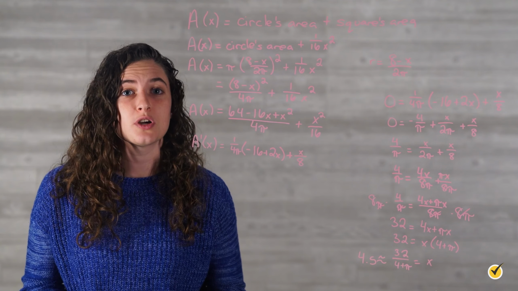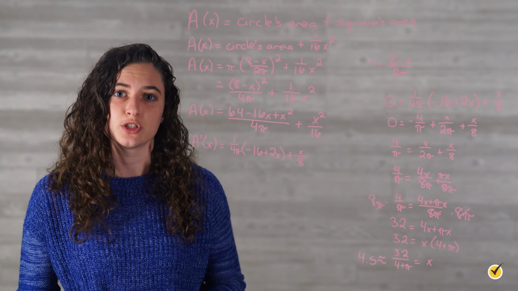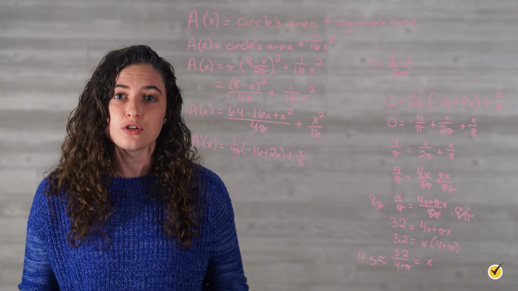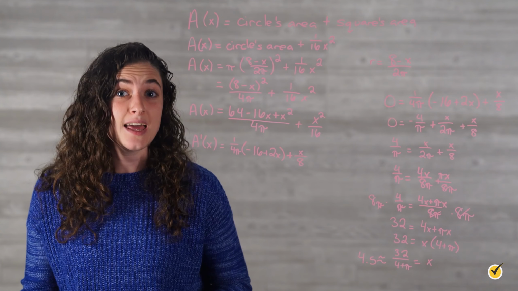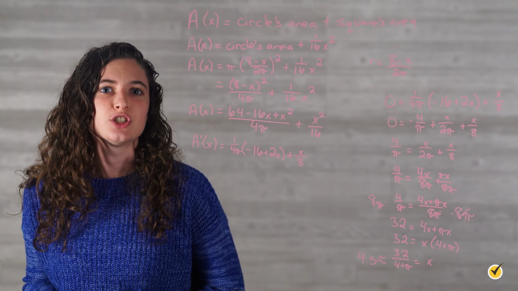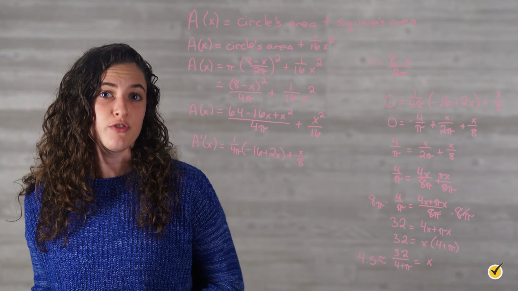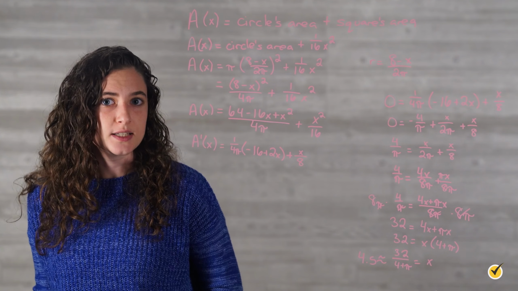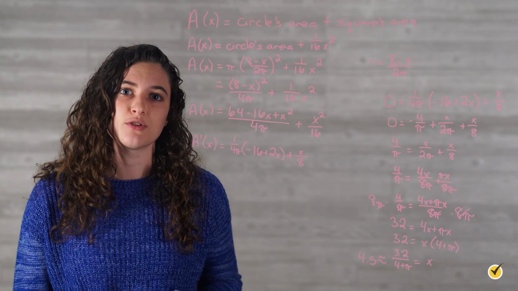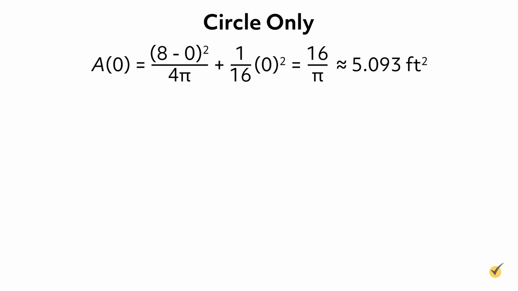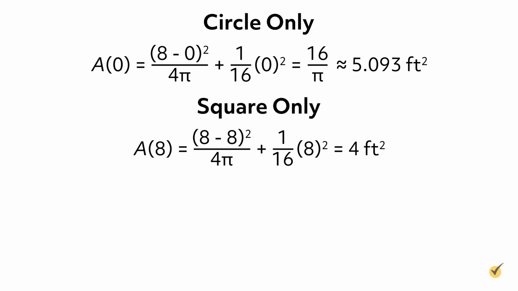This indicates that Lisa would cut roughly 4.5 feet for the square shape, leaving around 3.5 feet for the circle shape. Remember, even though we have found this critical point, we also must consider the endpoints of the domain. In this case, we should check what the area would be if Lisa used 0 feet of wire for the square, using all 8 feet instead for the circle, and what the area would be if she used all 8 feet for the square and 0 for the circle. The total area if Lisa uses all the wire for the circle will be equal to approximately 5.093 square feet. The total area if Lisa uses all the wire for the square will equal 4 square feet.